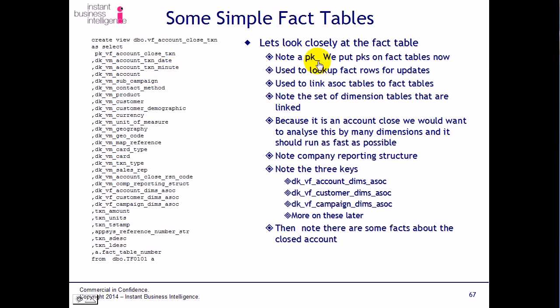So notice PK underscore PK VF account close transaction. Every fact table has an integer key on the front, which is a primary key. This is unusual. We don't know anybody else who does this. I did this in 2002. It first struck me that if we put a generated integer key on the front of every fact table, we could build into the mesh, what we now call the mesh, relationships directly, fact table to fact table. So we could join fact tables to fact tables directly if we put integer keys on fact tables.